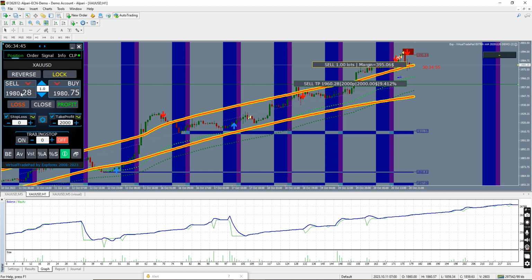If I place my mouse here to sell, you will see exactly how much you are going to make. It's showing us that we are going to make $2,000 with 1.0 lot size. This is very, very good, and it will show you exactly where your selling point in the market is, and where the take profit is going to take place.